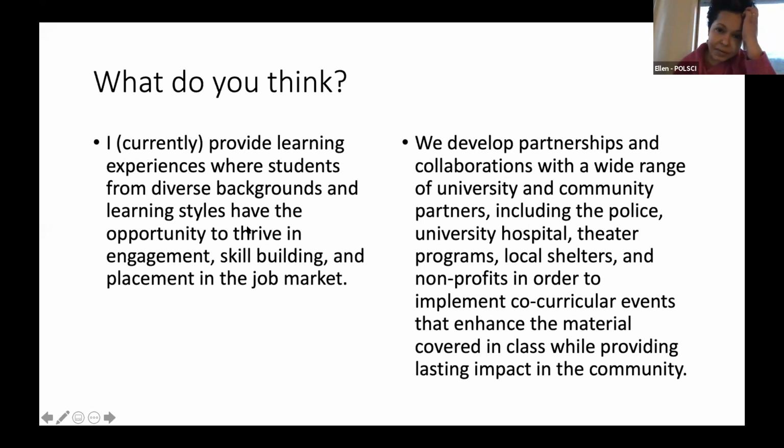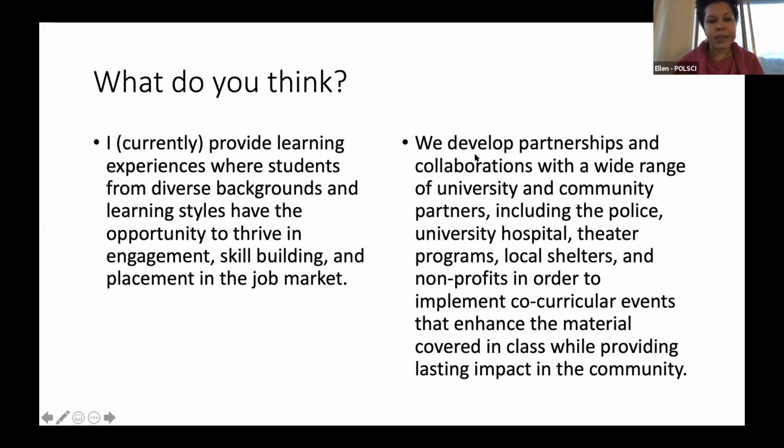So this is very vague language. Now, if you were, how would you go about providing more concrete examples? So one example is here on the right, those partnerships.